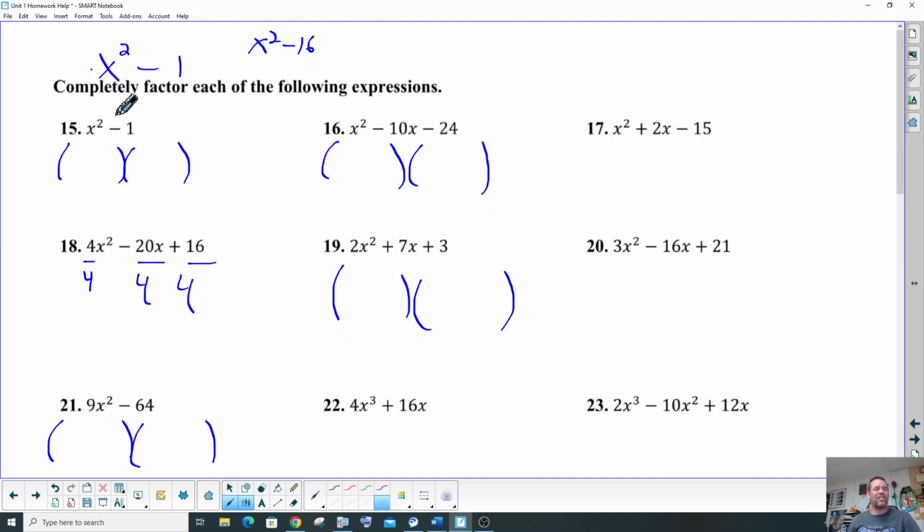Okay, so anyways, back to number 15. So x squared, again, factors into what? X squared factors into x times x. And then what are factors of 1? Well, factors of 1, let's use a different color. So factors of 1 are 1 times 1, right? 1 times 1 is 1.